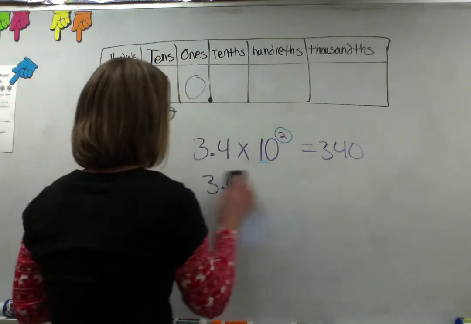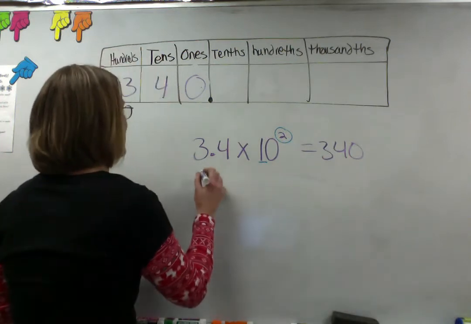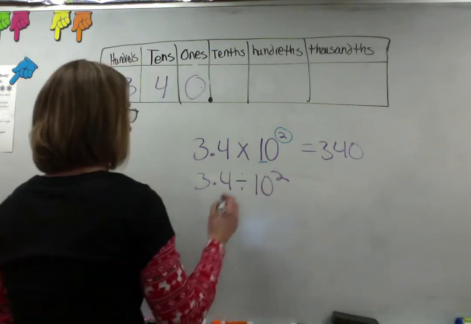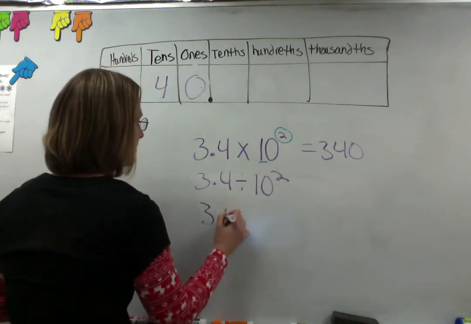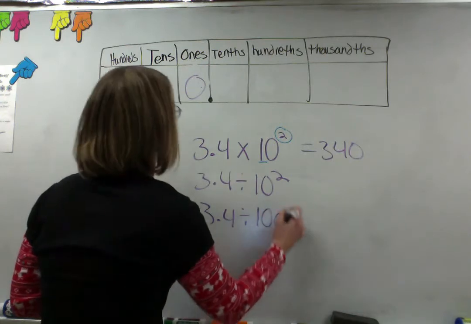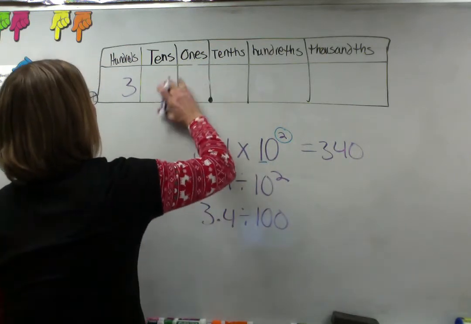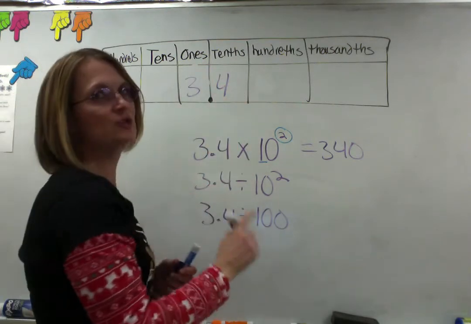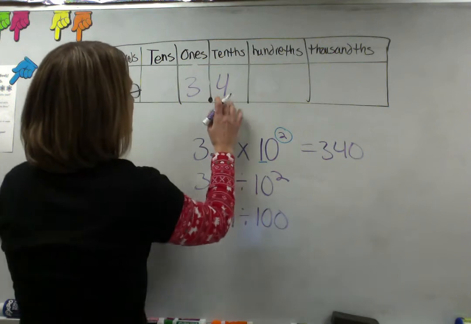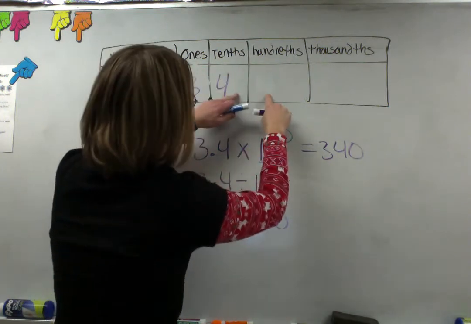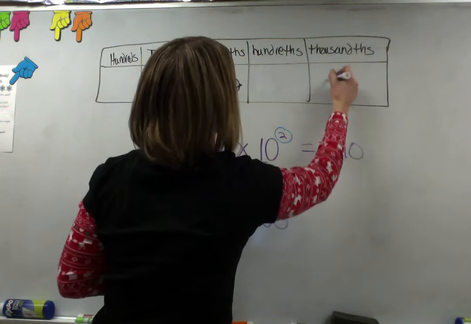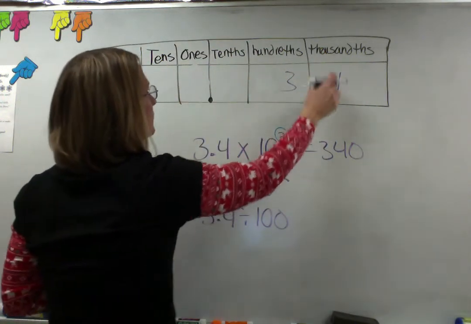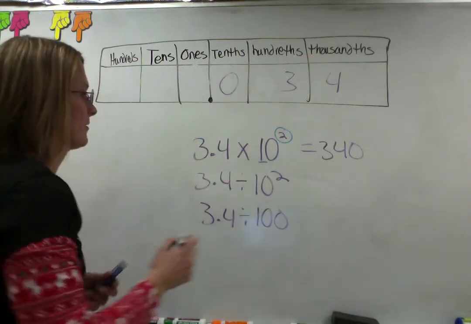Dividing would be the exact opposite. So if you were dividing 3.4 divided by 10 to the second, that would be the same thing as saying 3.4 divided by 100. So if you started with 3.4 here, and you're dividing by 100, it's going to get 2 place values smaller. So every number is going to go not just one place, but 2 places down. And remember, the numbers move together. So you're going to end up with 34 thousandths, which means we need a placeholder here.